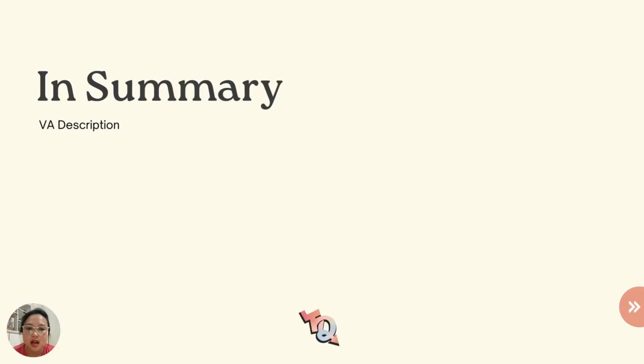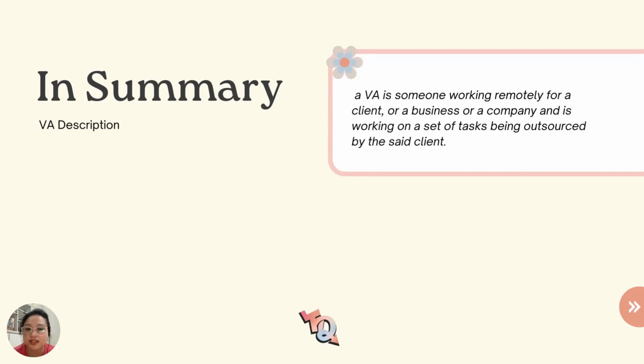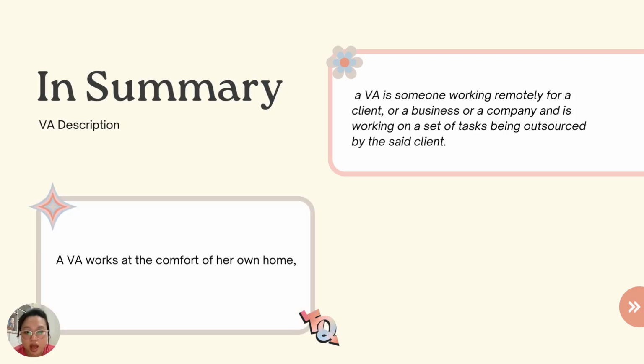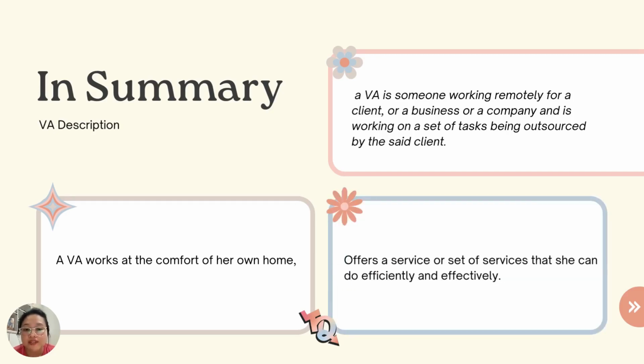So let's go ahead and talk about the summary of what we have discussed within this lesson. A VA, or a virtual assistant, is someone working remotely for a client, a business, or a company, and is working on a set of tasks being outsourced by the said client. A VA works at the comfort of her home and offers a service or a set of services that she can do effectively and efficiently. I hope that this description has been clear and that you have more knowledge of what being a virtual assistant is.